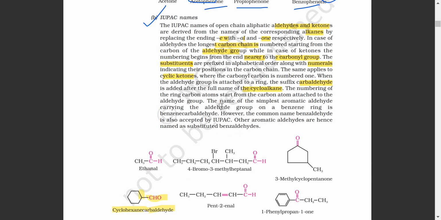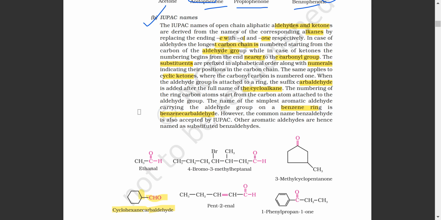All right. The name of the simplest aromatic aldehyde carrying the aldehyde group on a benzene ring is benzene carbaldehyde. Fine. However, the common name benzaldehyde is also accepted. So, benzene carbaldehyde, benzene will be the parent chain, जो हमारा benzene ring होगा. उसके बाद carbaldehyde का हमने suffix लगाया है, which means aldehyde group attach होगा. और benzaldehyde भी benzene carbaldehyde को बोला जाता है. It's also accepted IUPAC से, though it is a common name.